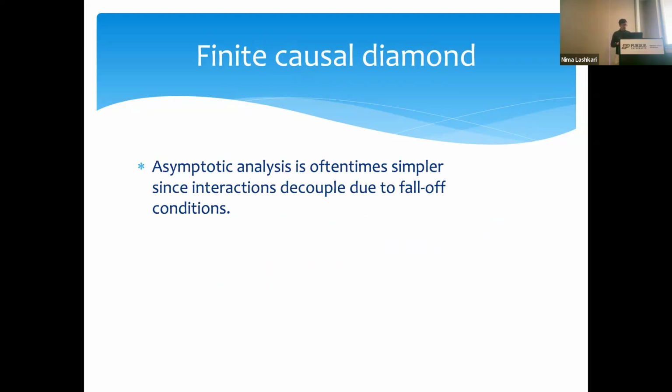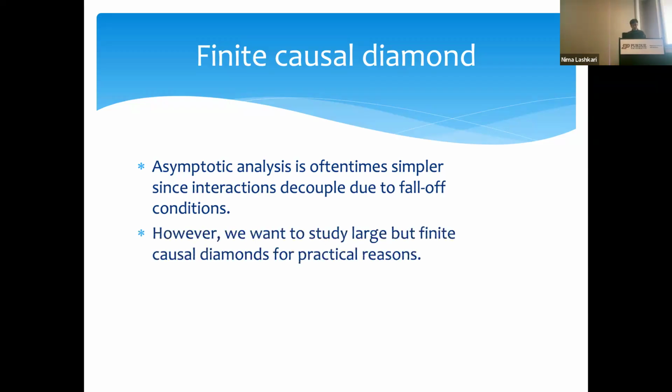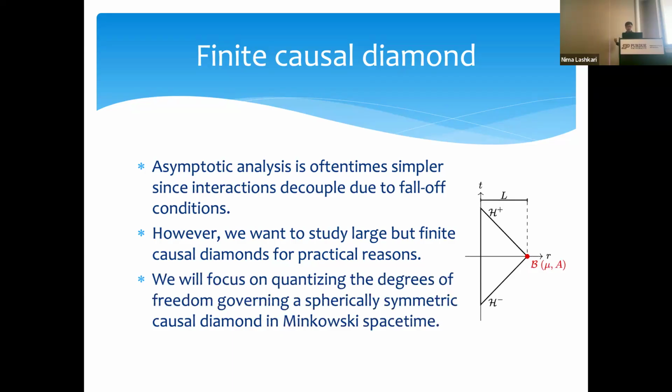So what do I mean by finite causal diamond? First of all, I want to explain why we want to do an asymptotic analysis to study this. The reason is because asymptotically things are just simpler. Oftentimes we can ignore interactions because there are fall-off conditions for the interacting fields that die off at infinity. But of course, when we're doing actual experiments, we don't want to study the entire spacetime. We actually care about finite causal diamonds. Now they're macroscopic, so we can think of them as large causal diamonds. So we're going to try to utilize a lot of the simplifications that happen in an asymptotic analysis and apply them to finite causal diamonds. That's the intuition behind this.